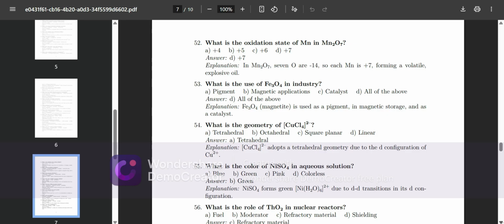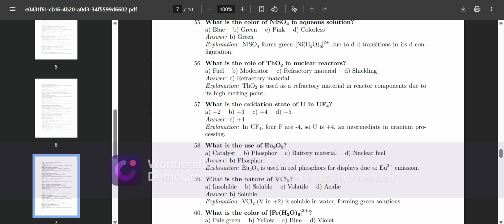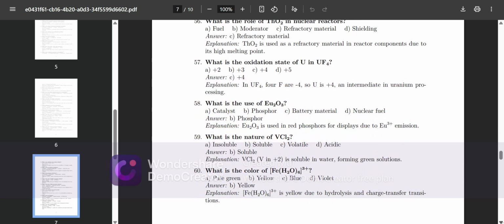NiSO4 forms green [Ni(H2O)6]2+ due to d-d transitions in its d8 configuration. What is the role of ThO2 in nuclear reactors? Refractory material. ThO2 is used as a refractory material in reactor components due to its high melting point. What is the oxidation state of U in UF4? In UF4, 4 F are minus 4, so U is plus 4, an intermediate in uranium processing.